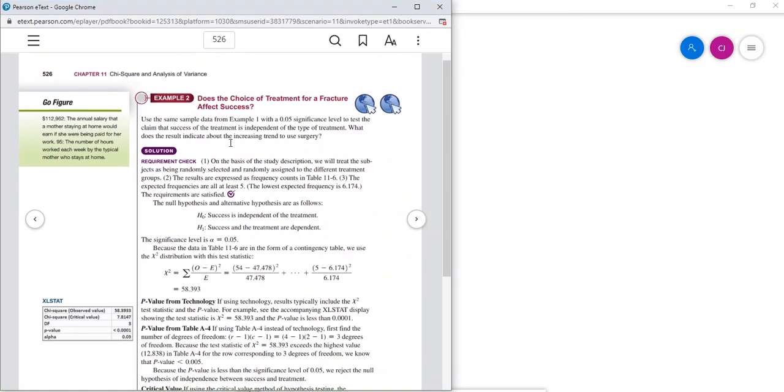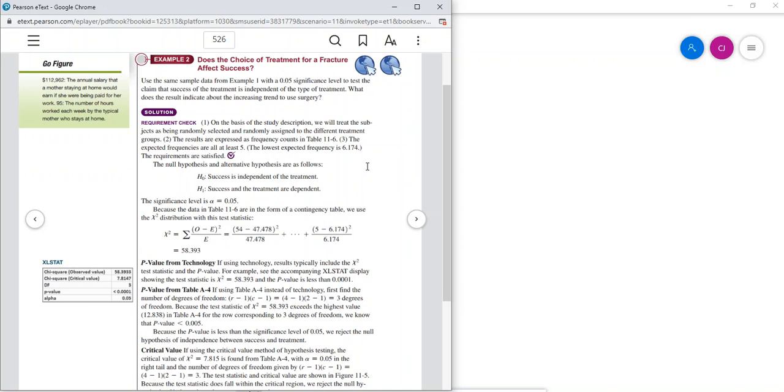All right, so again, success is independent of treatment, alternative is that success and treatment are dependent on each other, right? So there's our null hypothesis. It's a right tail test. And we need a critical value.